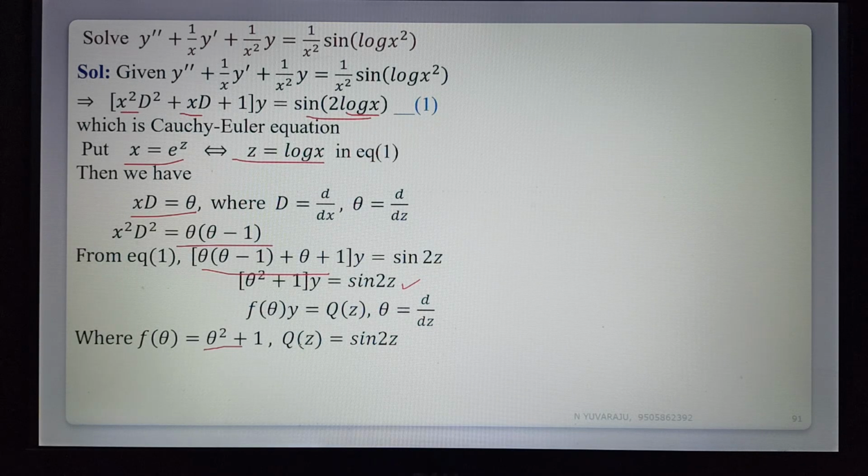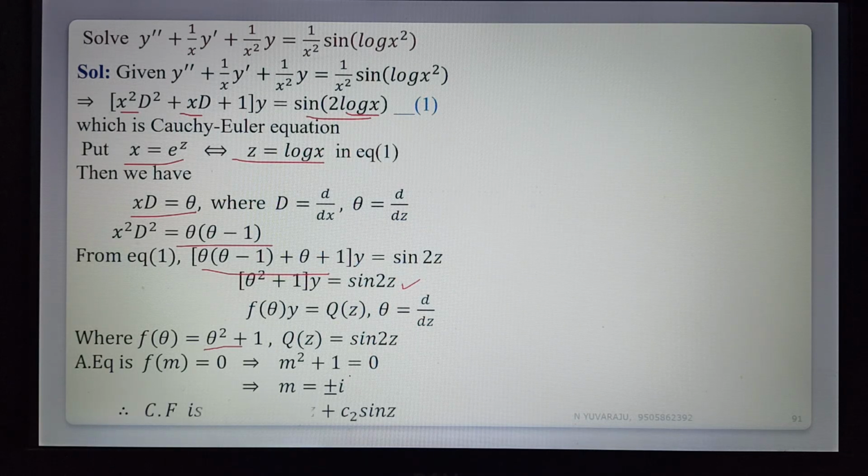Take the auxiliary equation, m square plus 1 is equal to 0. The roots are m is equal to plus or minus i. Therefore yc is equal to c1 cos z plus c2 sin z, where a is equal to 0, b is equal to 1, in the variable z.